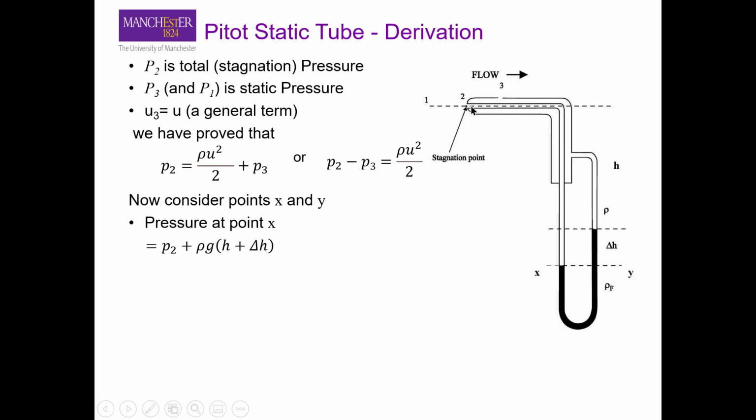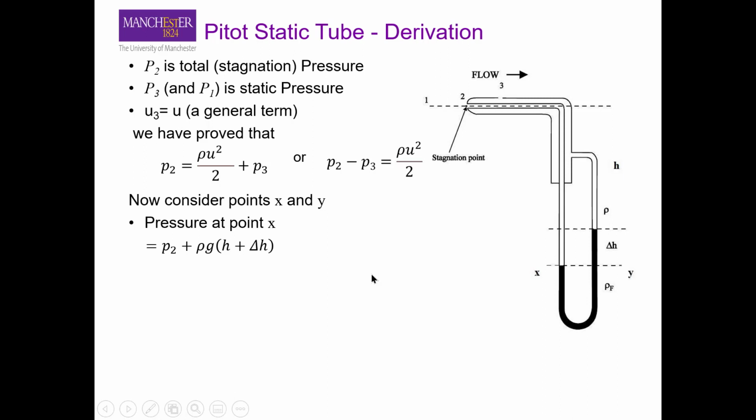So the pressure at point 2, P2, plus the pressure due to the height h. Okay, so this is the height h, for example, from here to here. So you have pressure at X equal to P2 plus rho g (h plus delta h).